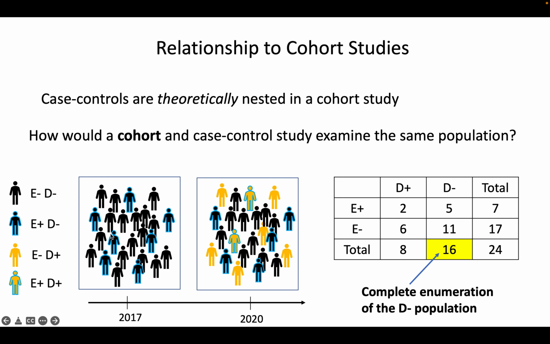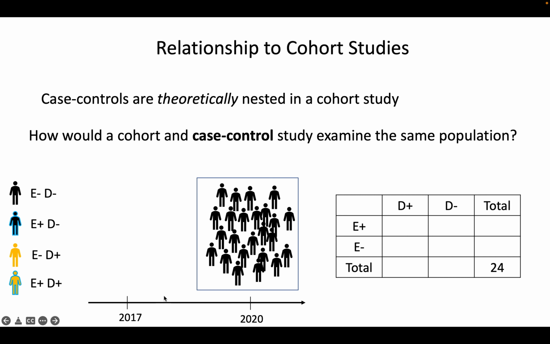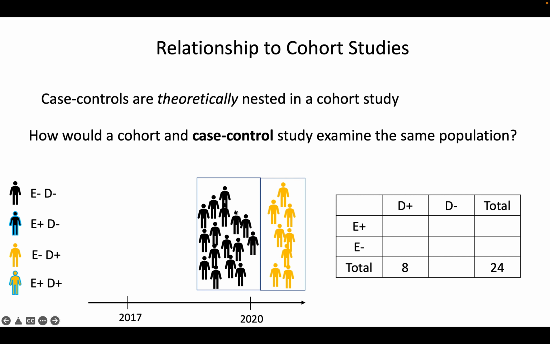Everyone who didn't have the disease is present, and I'll show you how that's not the case with a case control usually, where what a case control observes is it starts in 2020 basically, and what they do is they take everyone who is disease positive at that point and set them aside. We're keeping them all, and then among the people that are disease negative, we take a random sample. And then basically now we have 8 disease positive and 8 disease negative.